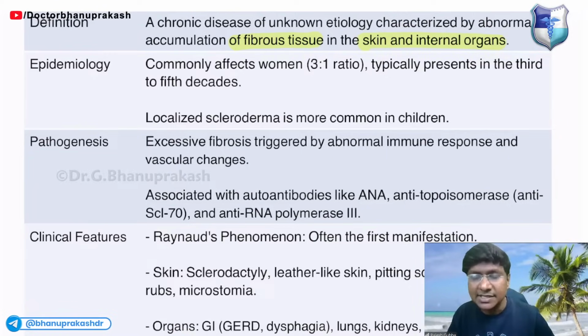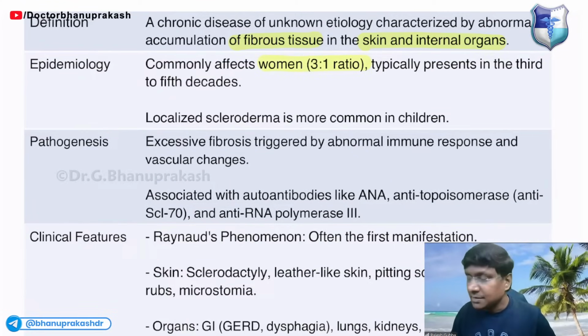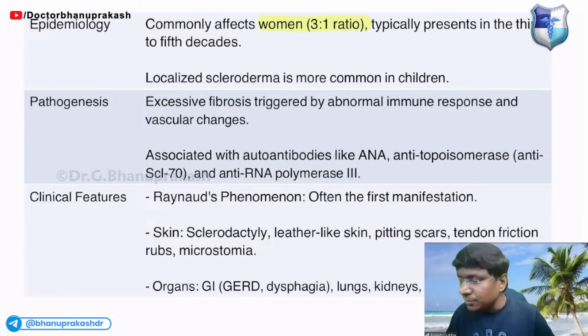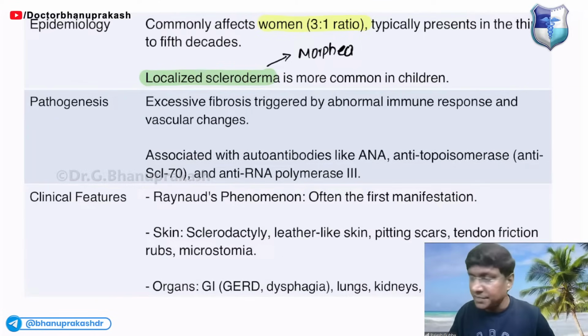Right? And this is also an autoimmune disease. That is the reason why it is more common in females rather than males. And apart from systemic sclerosis, or apart from the diffuse scleroderma and limited scleroderma, we have one more important form of scleroderma called localized scleroderma. And this localized scleroderma, the name which is given to this is morphea.